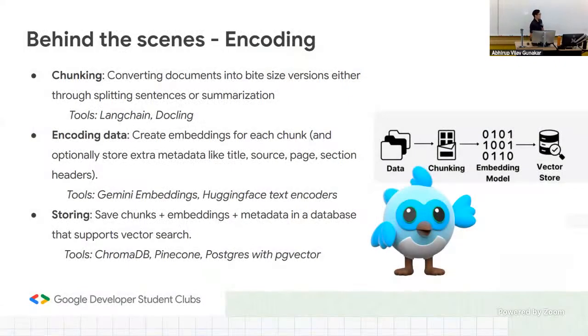So behind the scenes of every RAG pipeline, there are two main processes. The first process is encoding. Encoding consists of three main steps. The first one is chunking.